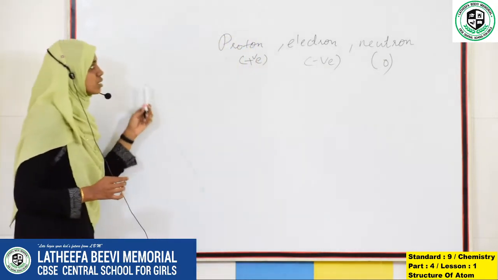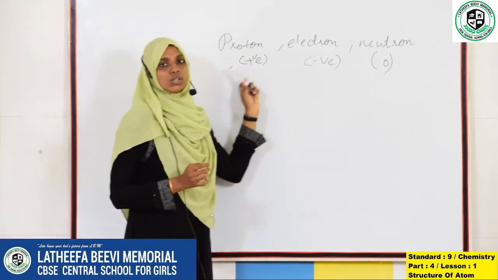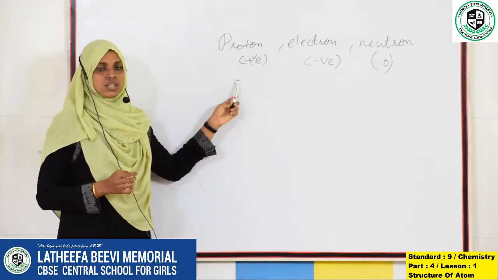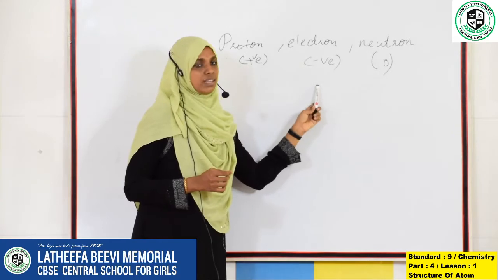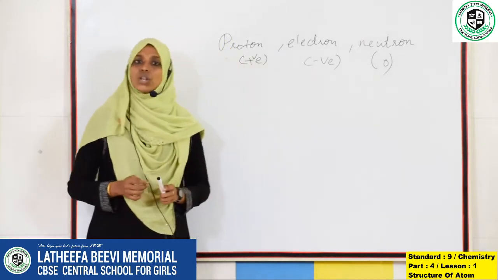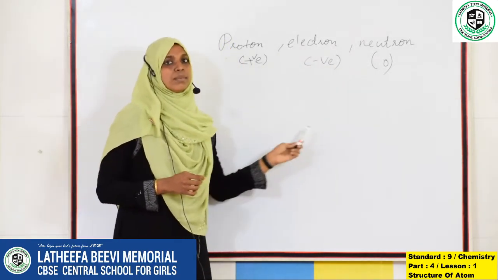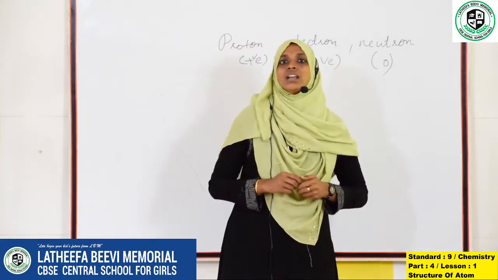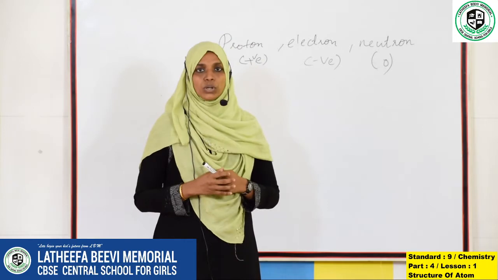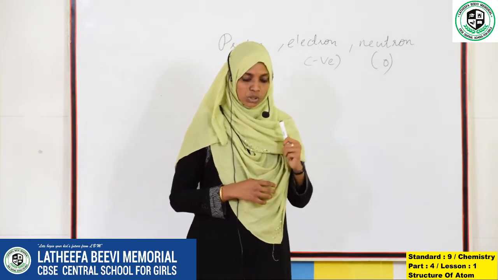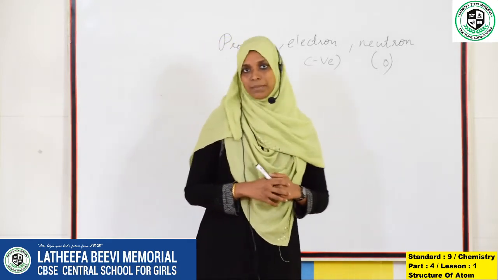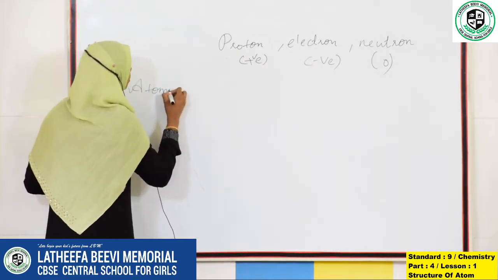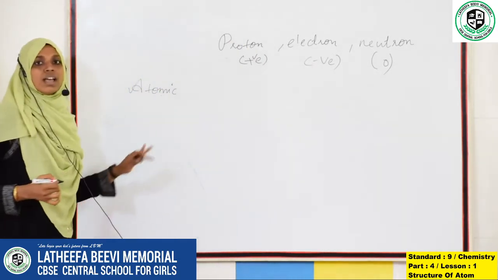So an atom consists of 3 particles: the proton possesses positive charge, the electron possesses negative charge, and the neutron has no charge. So this is about the atom and its particles. We know that in an atom there are protons, so the number of protons in an atom is called its atomic number. This is important from the exam point of view, so listen carefully.